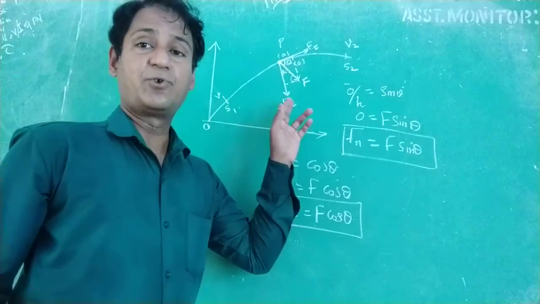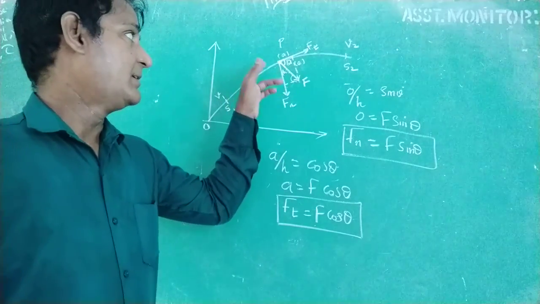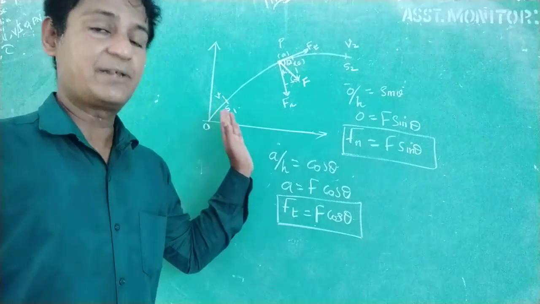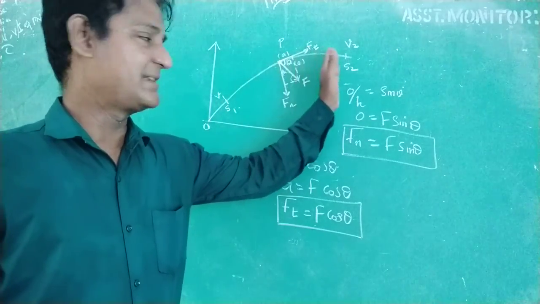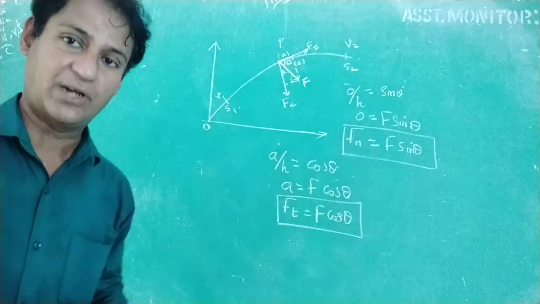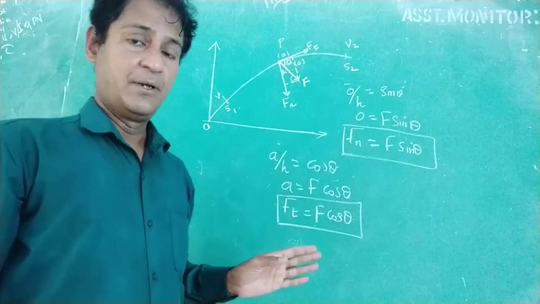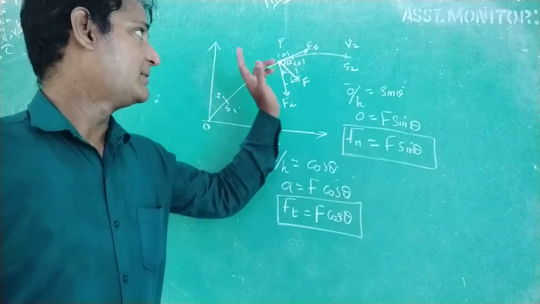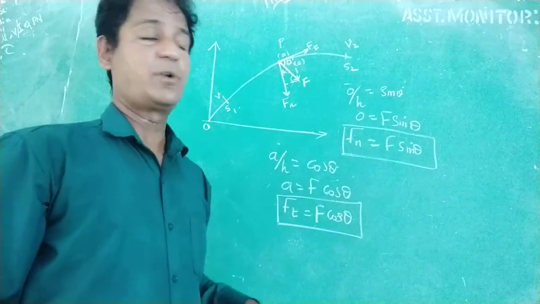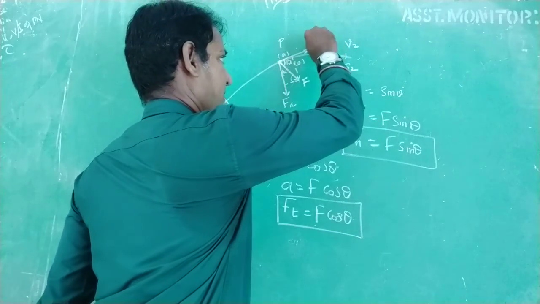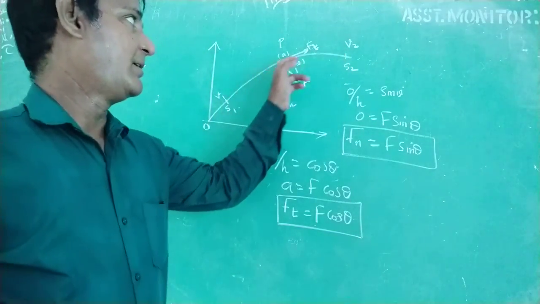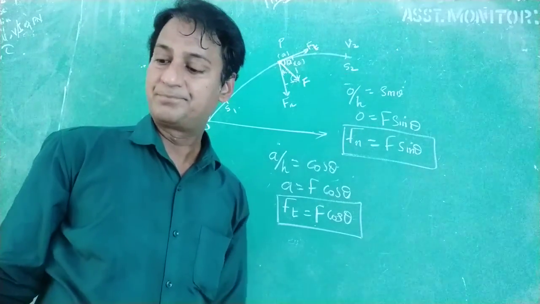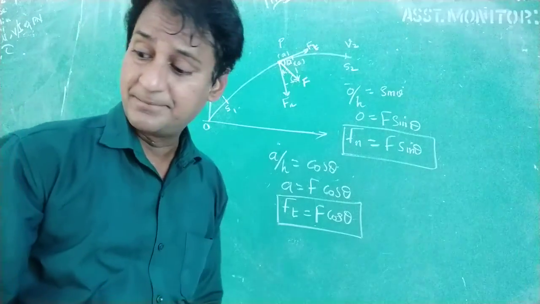This normal force has no effect, because if it had an effect, the object would not go up to this distance; it would come and fall to the ground, right? So it has no effect. Here we have to consider only the tangential force. This force is acting tangentially along the path of the movement of the object, right?